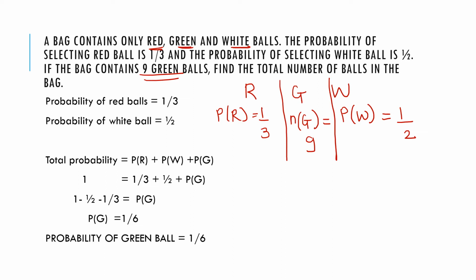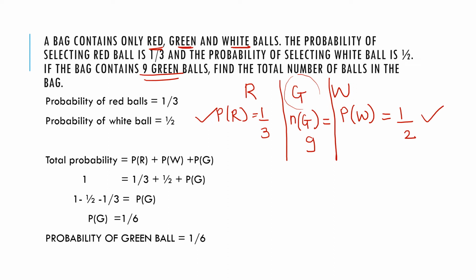So first of all, since we don't have the probability of green balls, we have the probability of red given to us and the probability of white given to us. We don't have the probability of G. So let's first find that out.